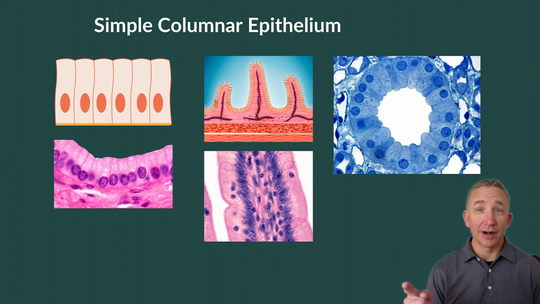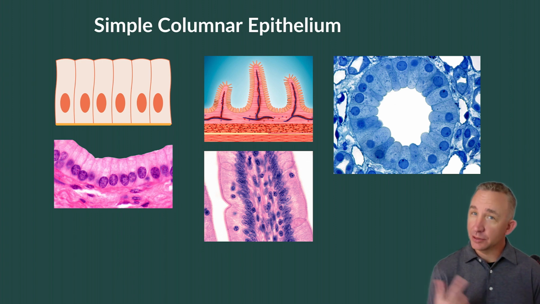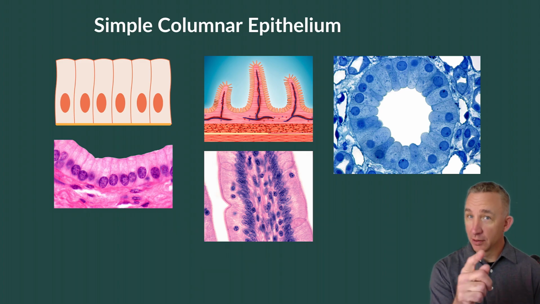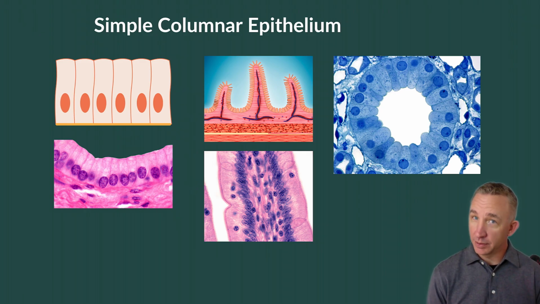Simple columnar epithelium. We've looked at simple squamous, remember thin and flat cells. To me, they look like fried eggs. Simple cuboidal, areas of secretions. They look like cubes to me. When we put them together as a tube, they look like a pearl necklace.